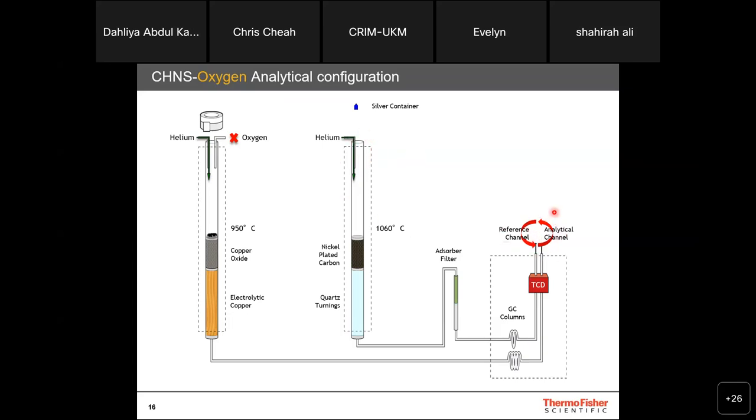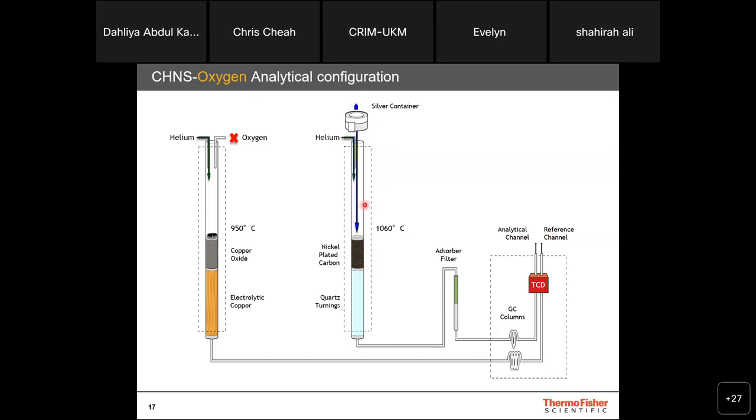So you see this arrow. It means that this analytical channel and reference channel now, they will change. They will rotate. The reference channel will become the analytical channel to handle this particular high temperature pyrolysis of oxygen determination. The sample is now not packed in a tin container, but rather we will pack it in a silver container. A different chemistry, a different packing material of the reactor. So now we are using nickel plated carbon and we have a quartz tube.